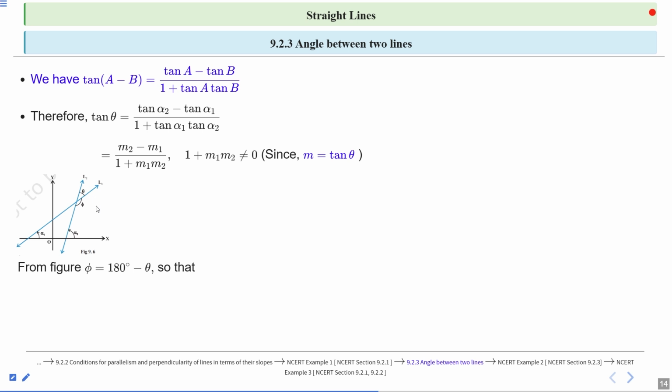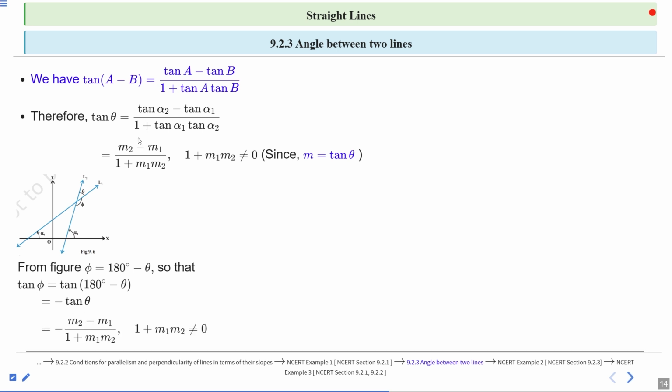So tan phi is equal to tan of 180 degrees minus theta. And as we know, tan of 180 degrees minus theta is equal to minus tan theta. 180 degrees minus theta lies in the second quadrant, and in the second quadrant the tan function is negative. So tan of 180 degrees minus theta is equal to minus tan theta, and we obtain tan phi is equal to minus tan theta.